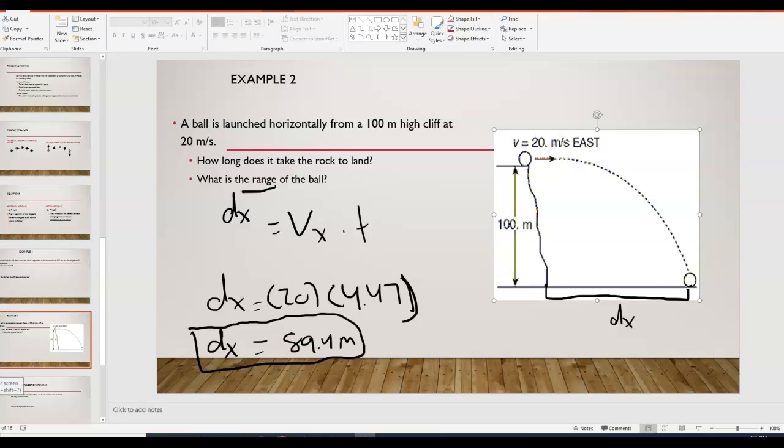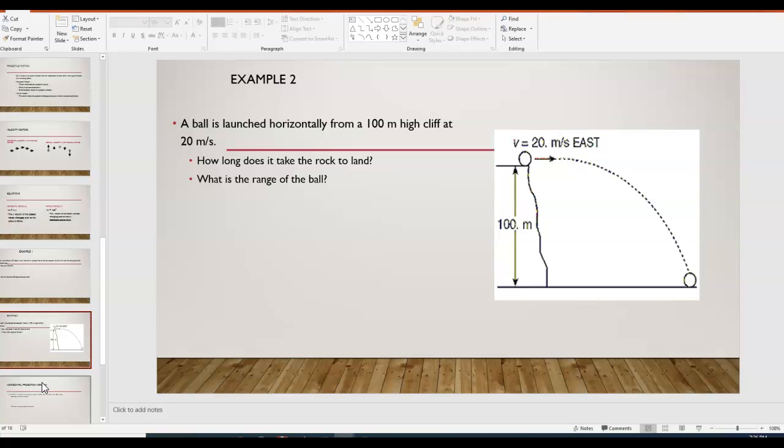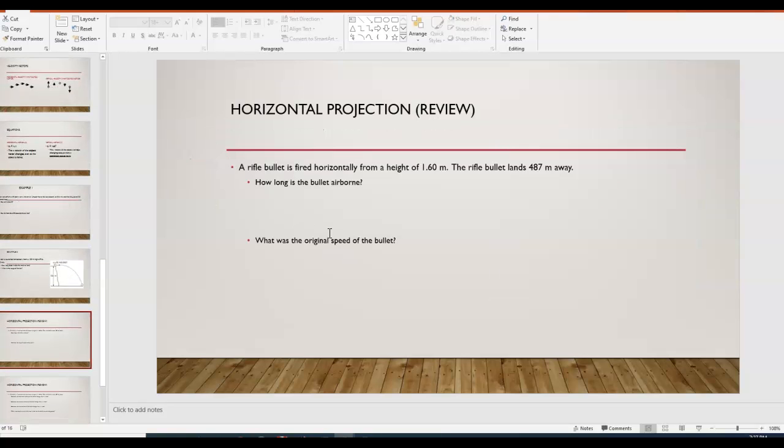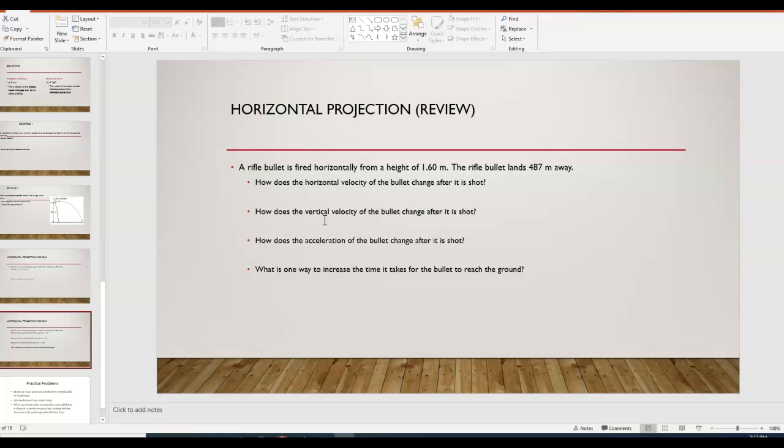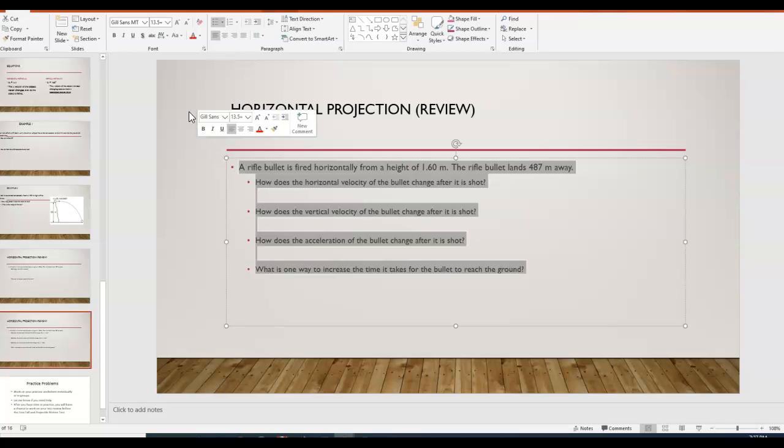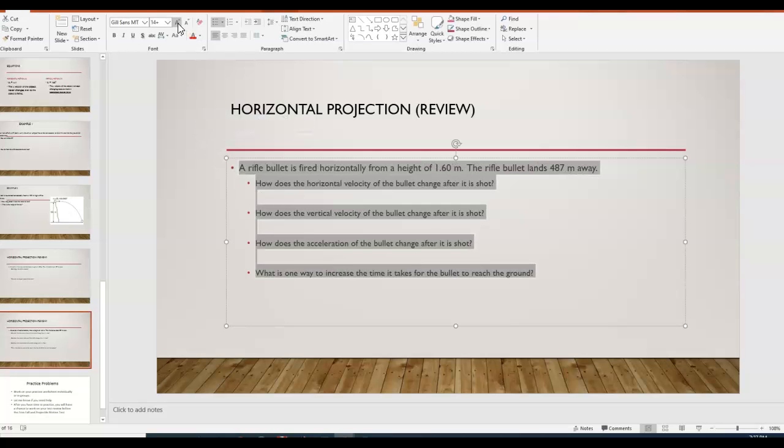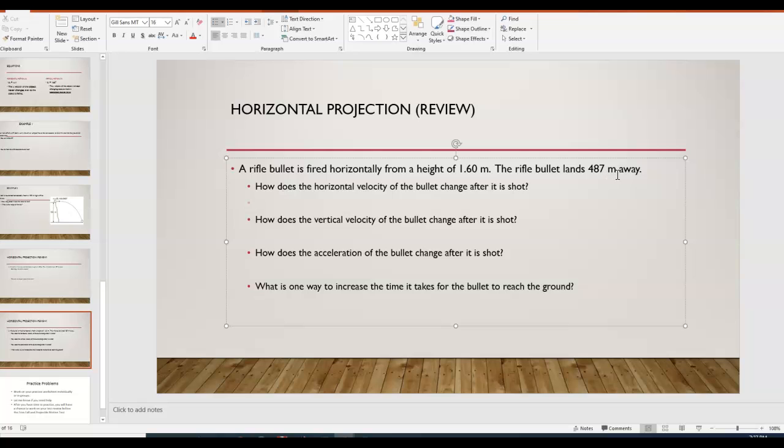Okay, so just really quickly, I don't know if I want to do this calculation again. This is another problem you can work on your own. See if you can get these two answers. But I do want you to take a look at this question right here. It says a rifle bullet is fired horizontally from a height of 1.6 meters. The rifle bullet lands 487 meters away. The first question says, how does the horizontal velocity of the bullet change after it's shot? So this is a concept question.